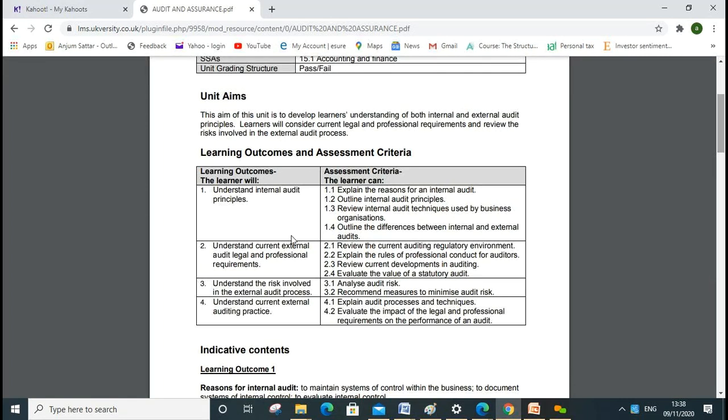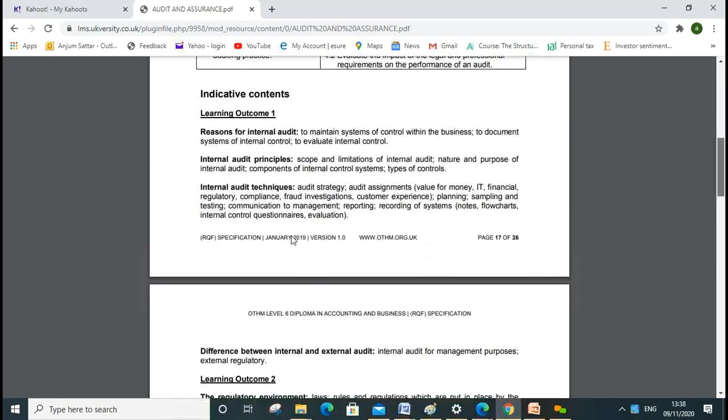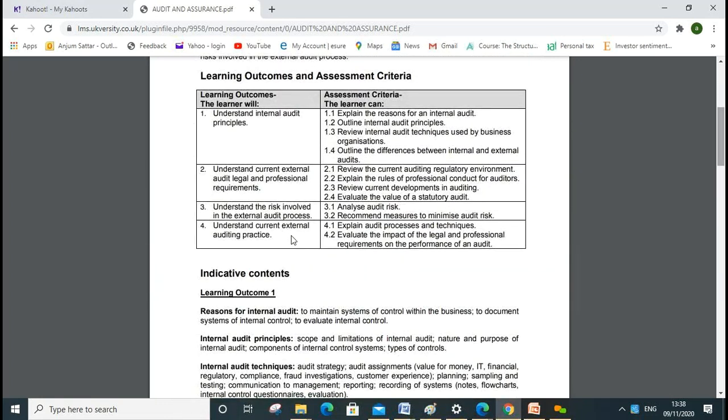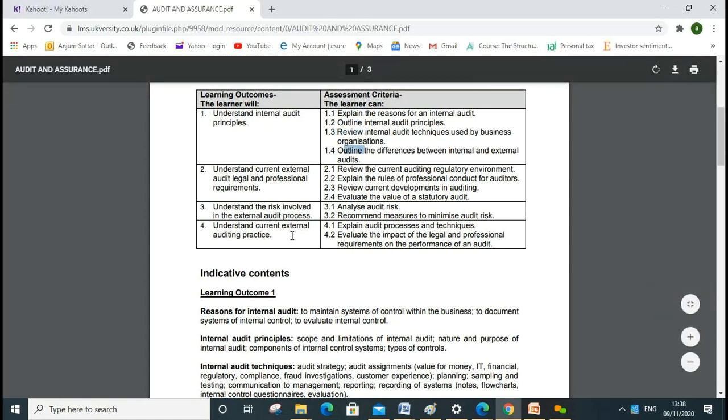Audit means checking the accuracy in the books of account. Audit means that what we are saying is the same as what we are doing, and what we are telling people is what we actually have in our organization. So that's the aim of this unit. Today we have 4 assessment criteria: explain, outline, review and outline. These are the command verbs, and we're going to go through these 4 assessment criteria in today's lesson.